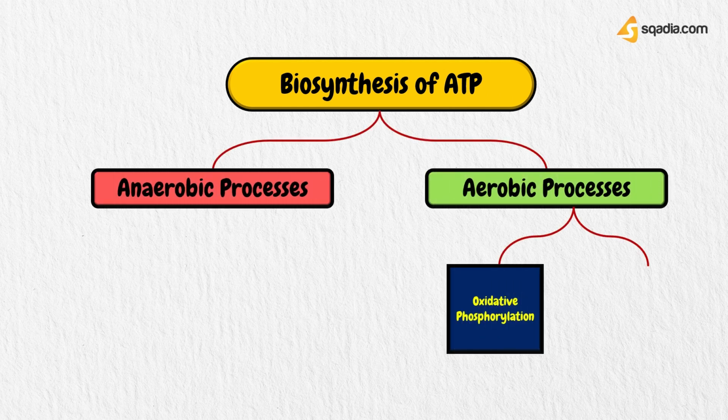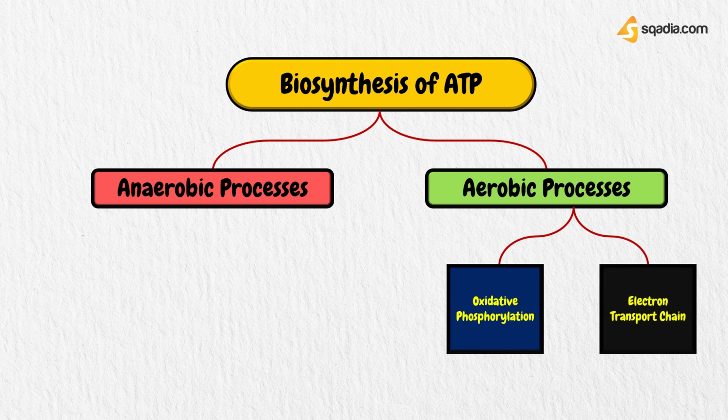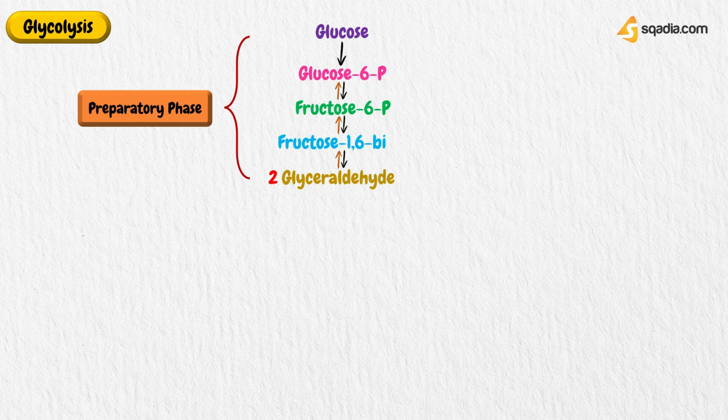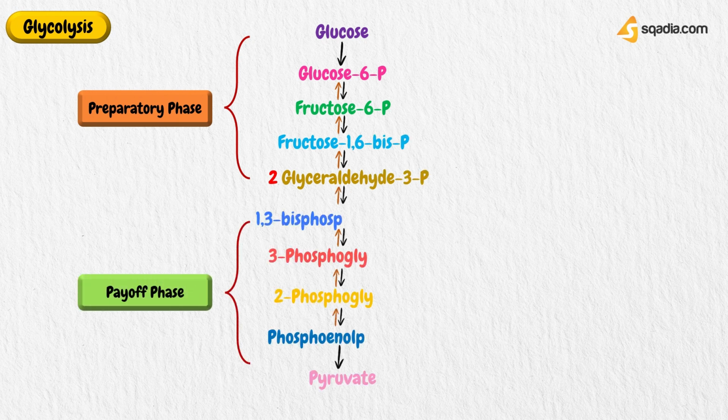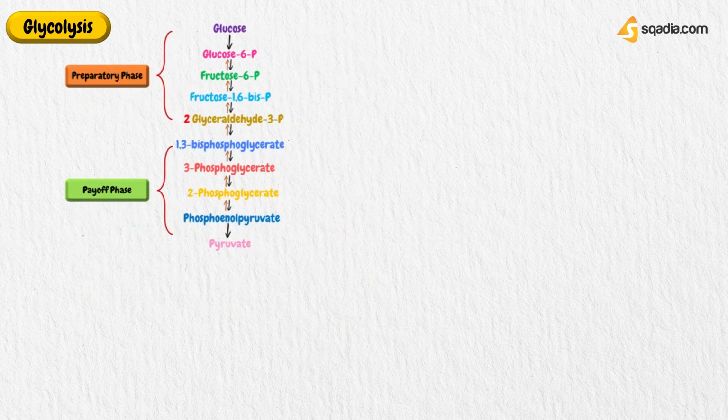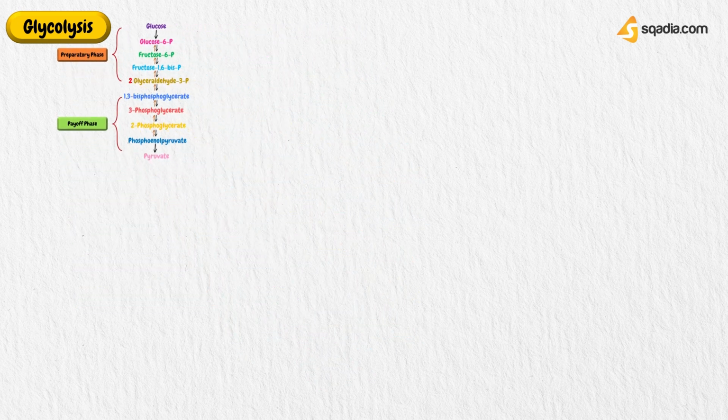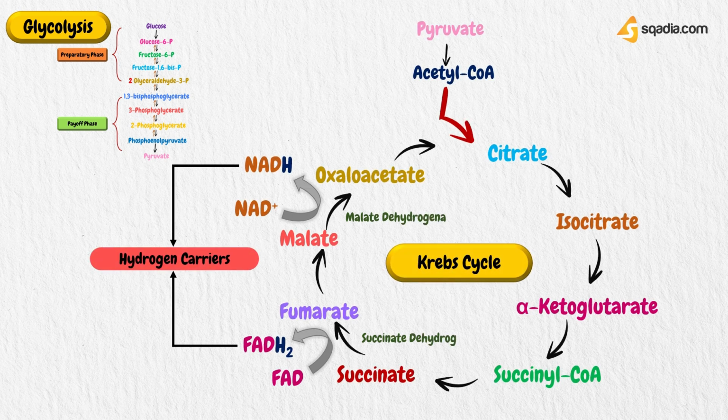We are talking about aerobic ways of ATP synthesis, which is most common. It all starts with glucose, the main source of gaining energy. This glucose is converted into pyruvate with the help of a 10-step process called glycolysis. Glycolysis occurs in cytosol, and then the process moves towards mitochondria.